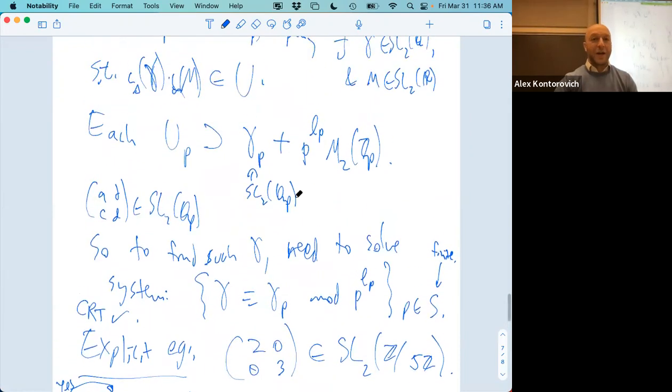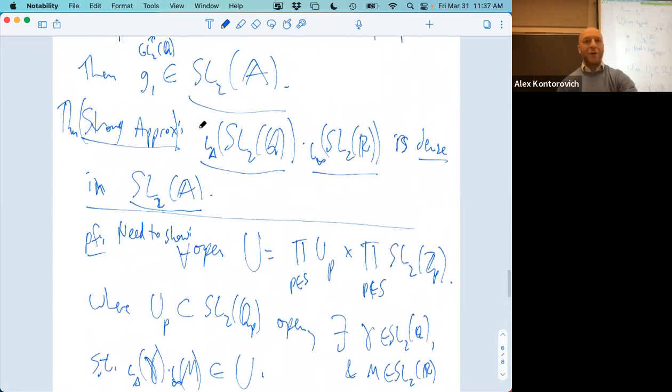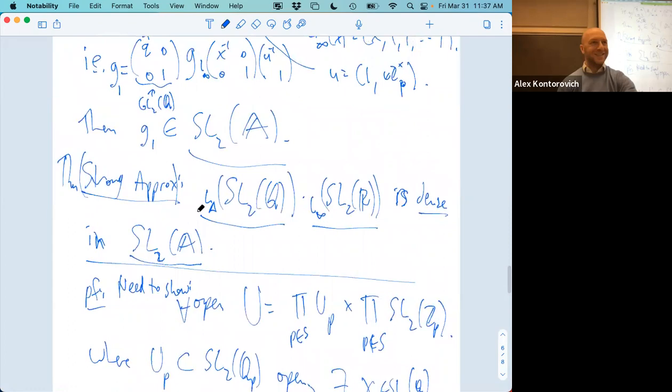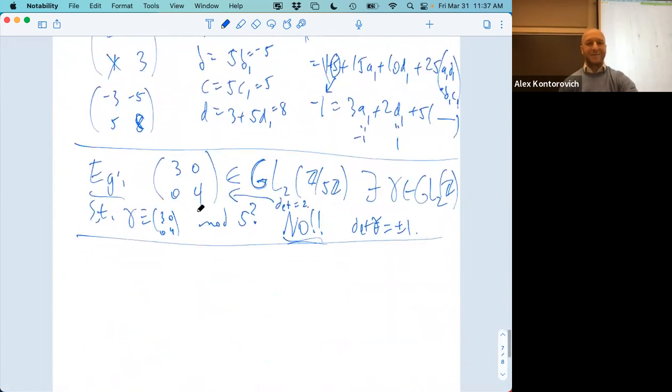Okay, so that's the strong approximation theorem, that this product is dense in SL2A. Any open set, we can find a matrix in SL2Q and a matrix in SL2R that'll be inside your open set. Okay, we don't have an open set, we have a matrix, G1. So let's get an open set.